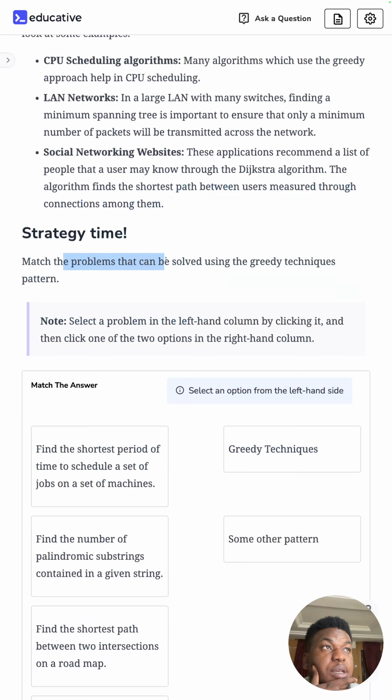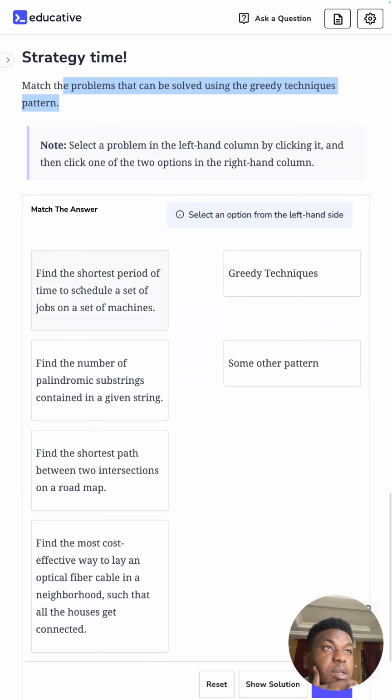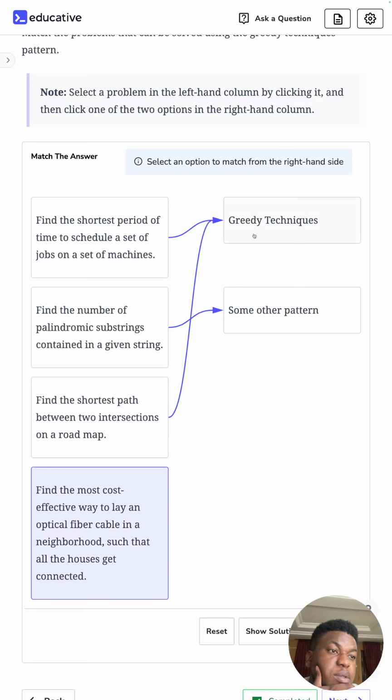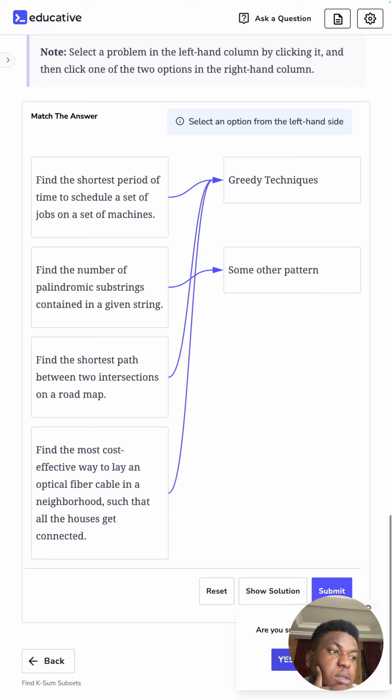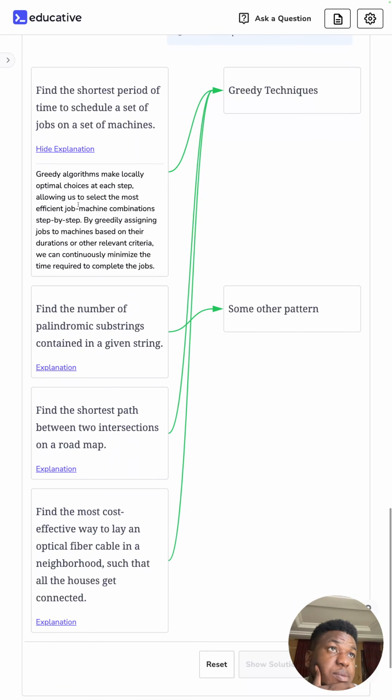Oh, strategy time. We're going to be matching problems that are greedy. Shortest period of time to schedule a set of jobs on a machine. I'm going to just try this, I could be wrong though. Palindromic substrings containing a different string. Some of the pattern. Shortest path between two intersections. Cost-effective way to lay optical fiber. Because why not? Let's try it out. Ooh, we got it. Nice. Some bunch of explanations.